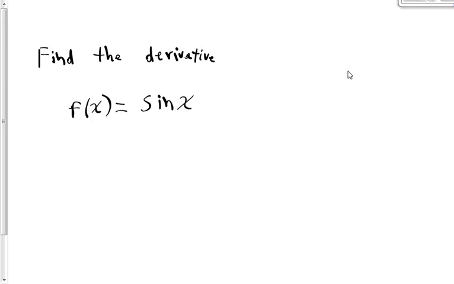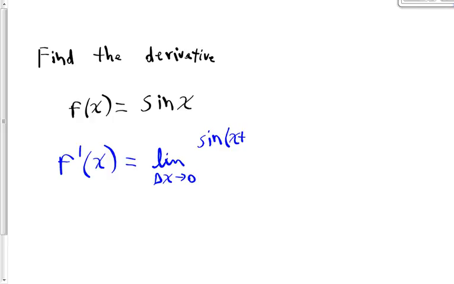All right, let's find the derivative of the sine of x. So the derivative of the sine of x, or f prime of x, is equal to the limit as delta x approaches 0 of f of x plus delta x, which is the sine of x plus delta x, minus f of x, which would be minus the sine of x, all divided by delta x.